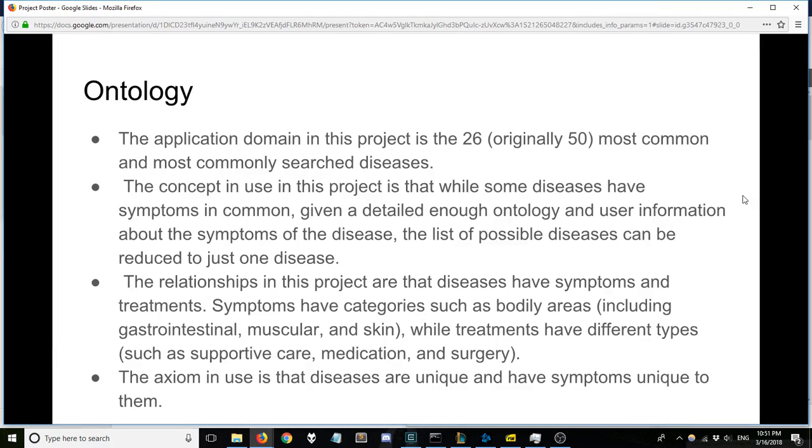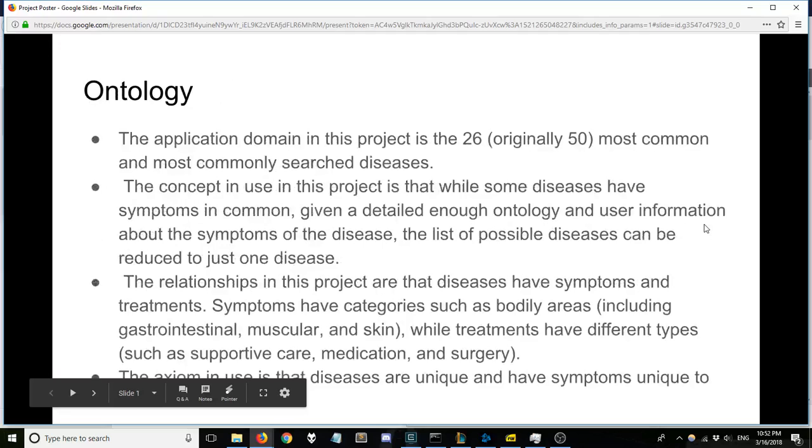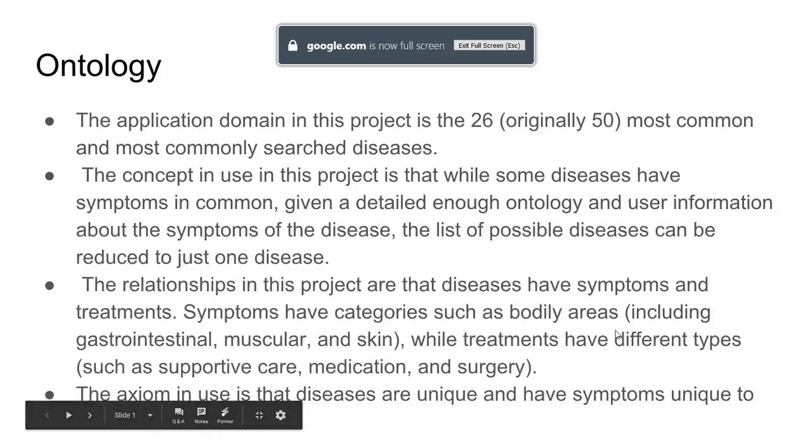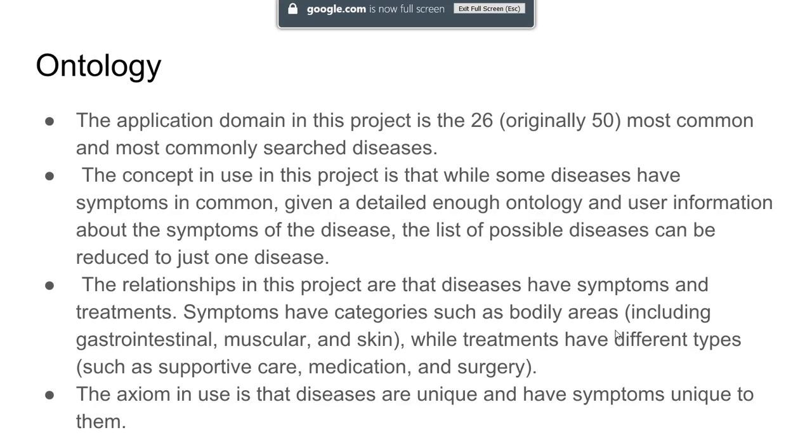Symptoms have categories such as bodily areas, including gastrointestinal, muscular, and skin, while treatments have different types, such as supportive care, medication, and surgery. Symptoms would be something like a class. The disease would be a superclass, and treatments is also a class. And these examples of gastrointestinal, muscular, and skin, or supportive care, medication, and surgery would be instances of those classes. So the axiom in use is that diseases are unique and have symptoms unique to them.